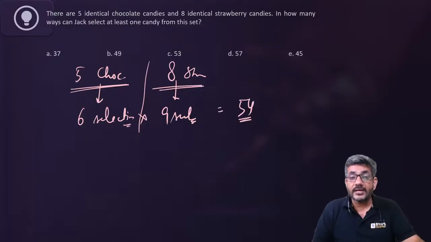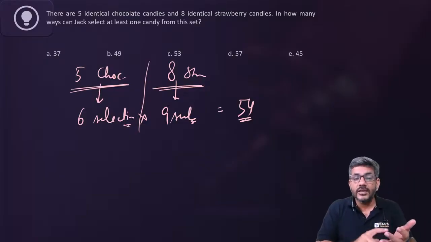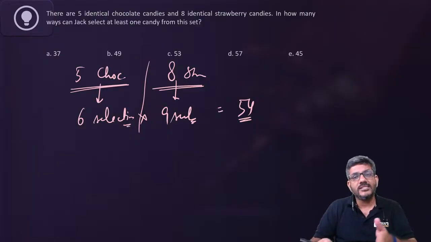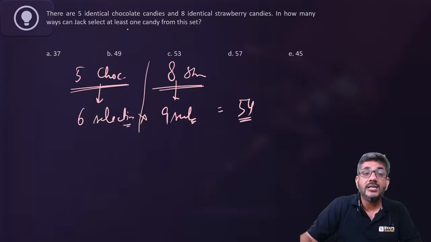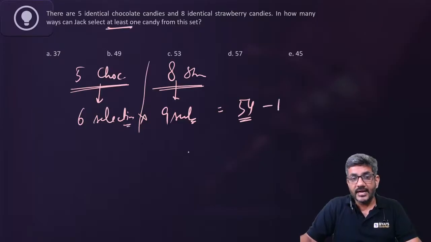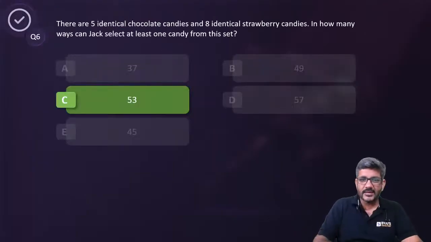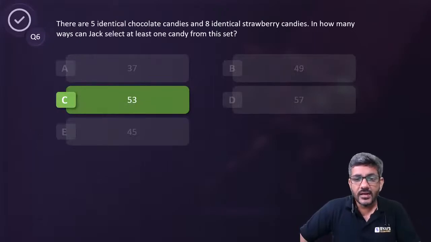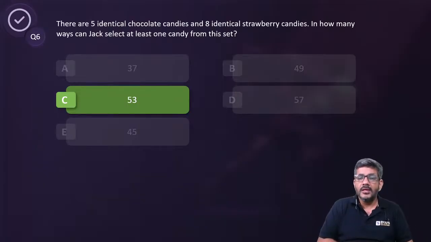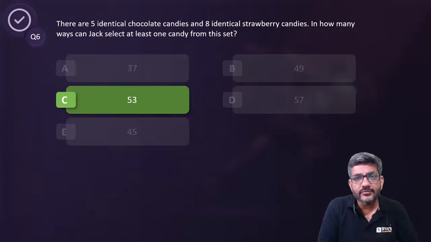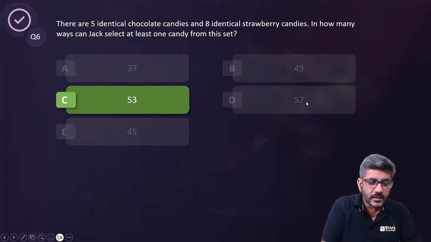5 identical chocolate candies, I can make 6 selections, 0, 1, 2, 3, 4, 5. 8 identical strawberry candies, I can make 9 selections, 0 to 8. तो total selections मेरे पास 54 हुए, but the question says I need at least one candy. So that one case when no candy is selected is subtracted, and I get the answer as 53. So option C, 53, is the right answer, and I see Vijay and Nandita and Nikhil, they all had given the right answer for this question. Brilliant. Okay, these are again the kind of questions that NMAT would be asking you, so just take these questions exactly as the type of question that you would be facing when you appear for NMAT. Okay, that's question number 6 for all.